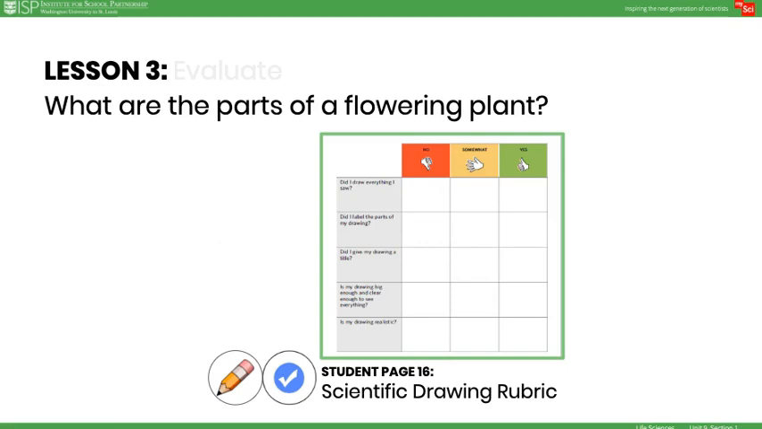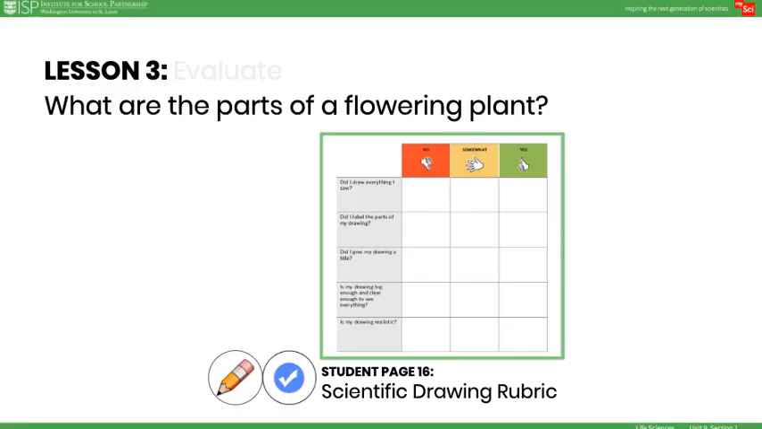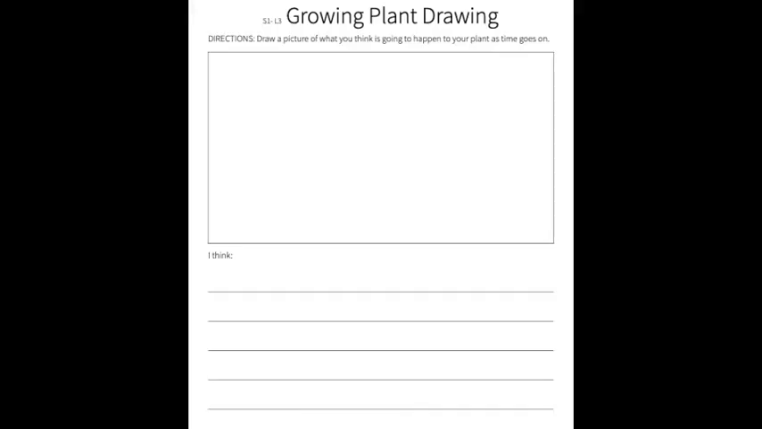In the Evaluate, students will use the scientific drawing rubric shown here on Student Journal page 16 to evaluate their drawing of a growing plant. Review the rubric with the class and then support them as they use it to evaluate their own drawing from Student Journal page 14, Growing Plant Drawing. Give time for students to revise their drawing by adding and labeling any parts that were not already present.